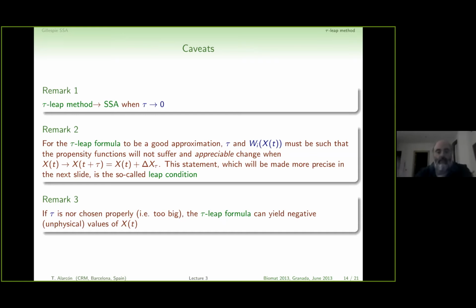Okay, so these three things need to be taken into account when we formulate the algorithm for choosing tau, which is what we are going to see now. And also when we do the implementation, we need to put some sort of flags just to make sure that we are not in this region here where the method is useless, or that these things cannot happen.